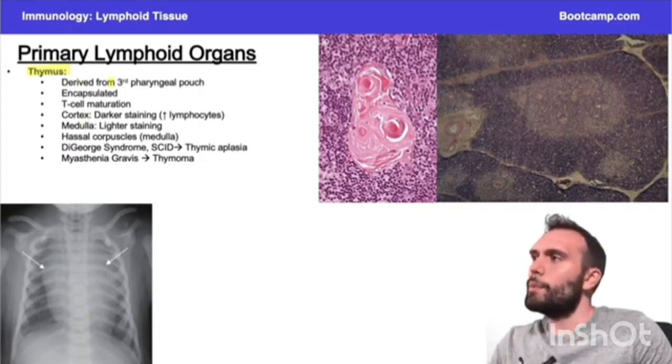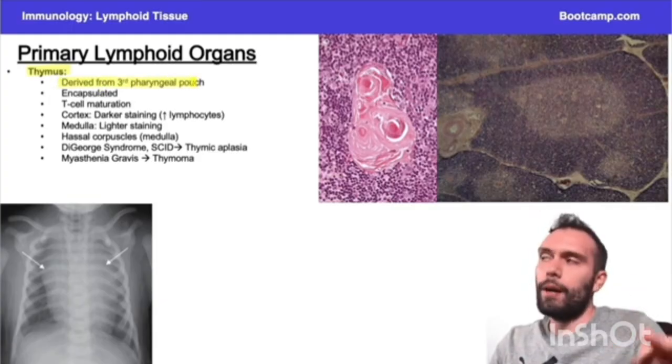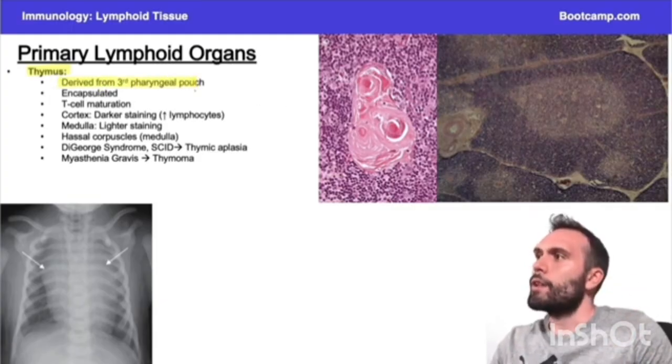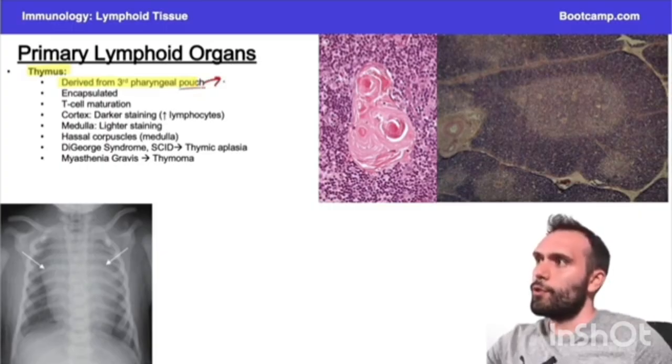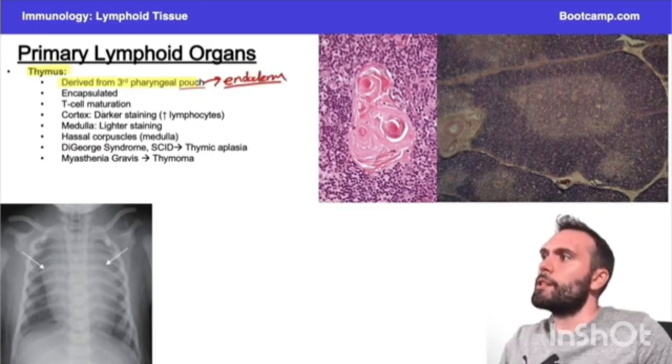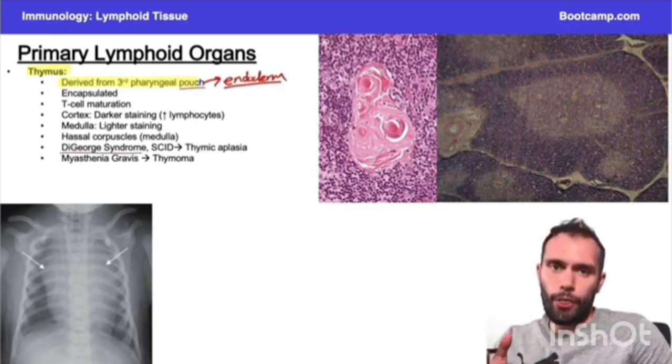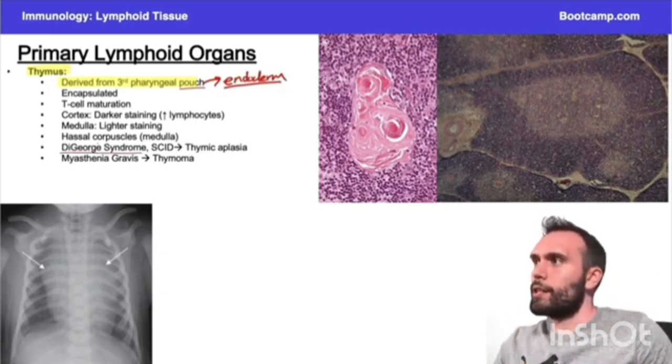because we already hit this a little bit in some of the previous videos, but remember the thymus is derived from the third pharyngeal pouch. Remember, your pharyngeal pouches are associated with endoderm. It's important to remember this because in DiGeorge syndrome, we have some abnormal development of the third and the fourth pharyngeal pouch, right? So these pouches don't form correctly in DiGeorge syndrome.